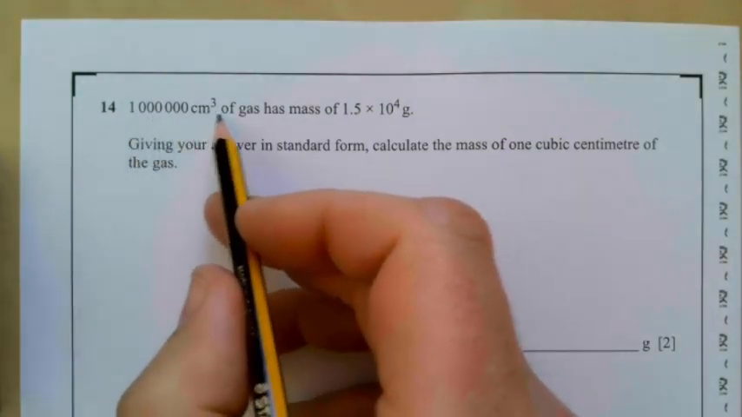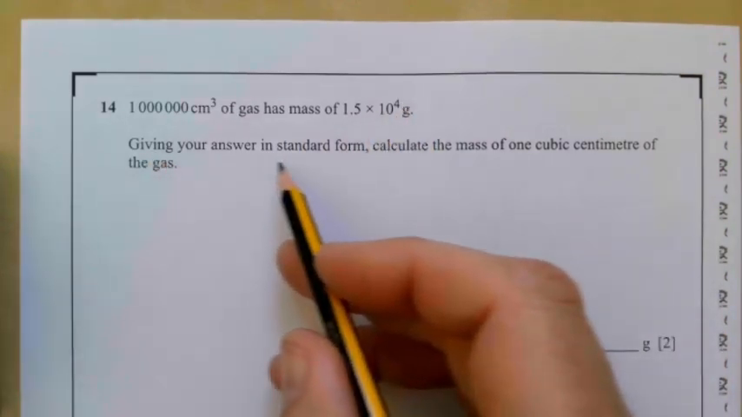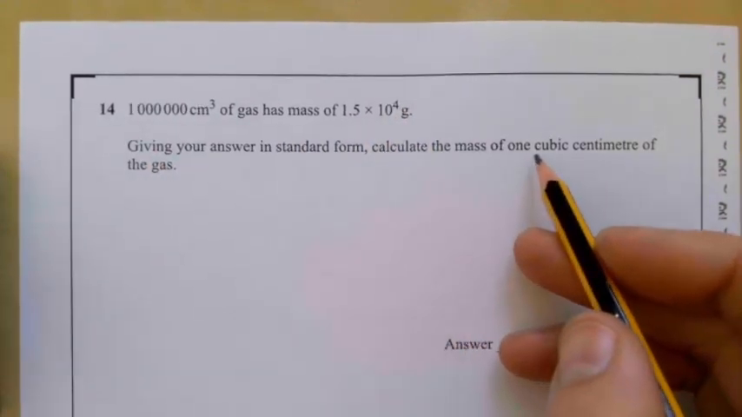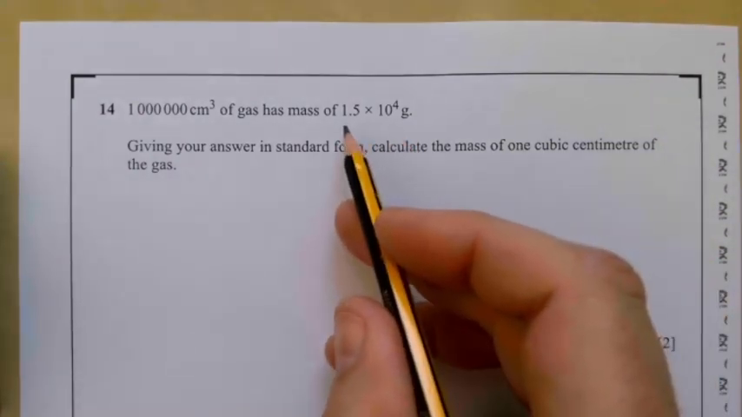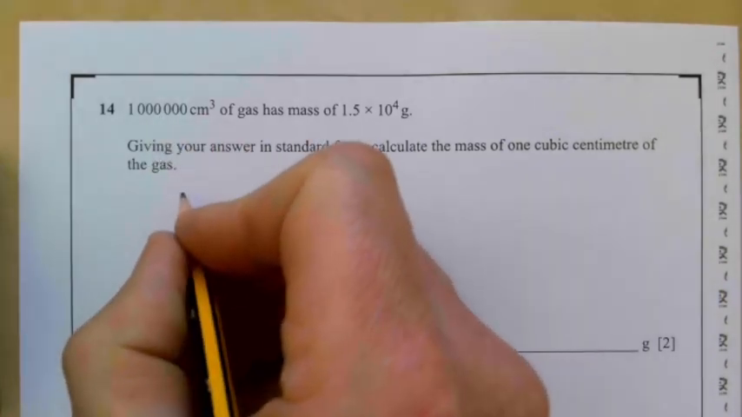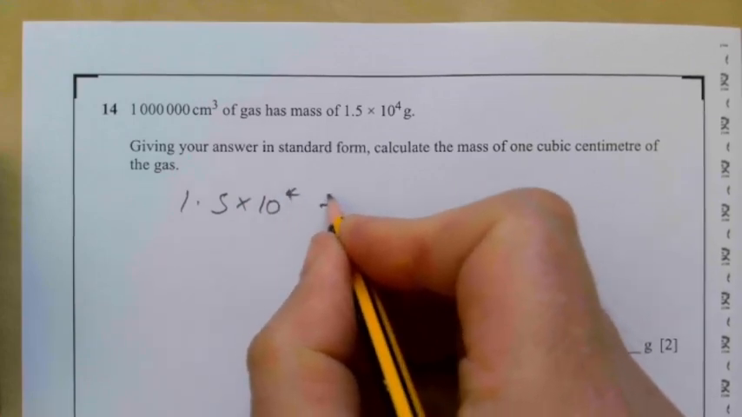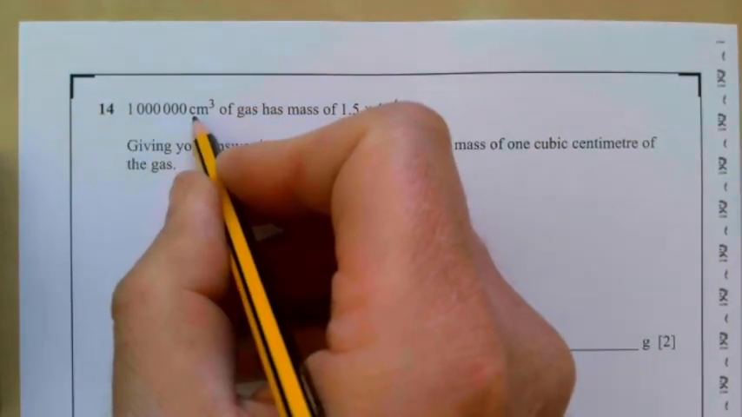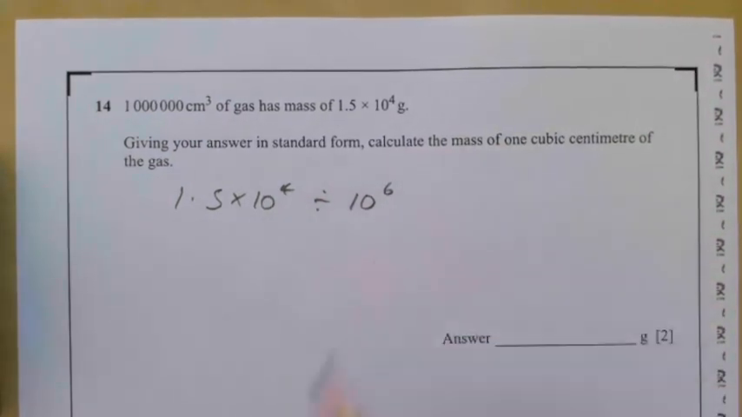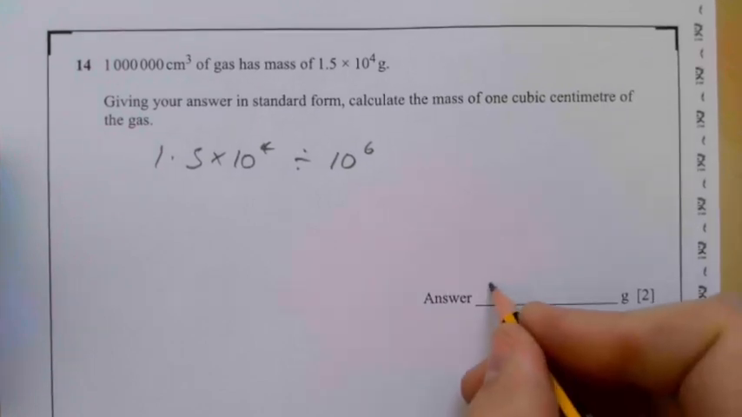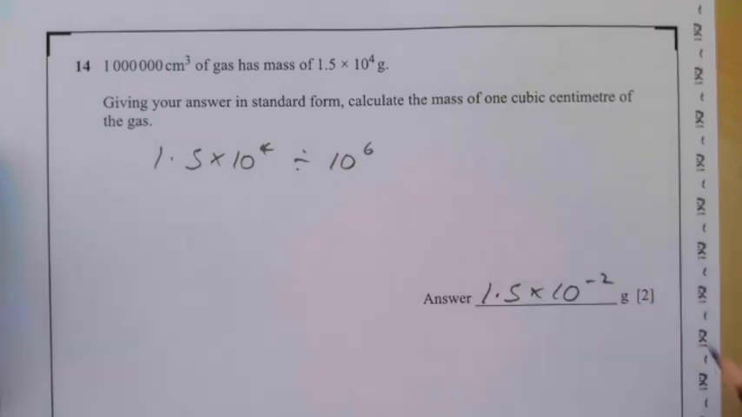Final question then. 1 million centimetres cubed of gas has a mass of 1.5 times 10 to the power 4. Give your answer in standard form, calculate the mass of 1 cubic centimetre of gas. So I need to divide this by this. So it's 1.5 times 10 to the power 4 divided by this, which is just 10 to the power 6. So I want to subtract the two powers, and that gives me 1.5 times 10 to the minus 2. Remember, I subtract the powers here.